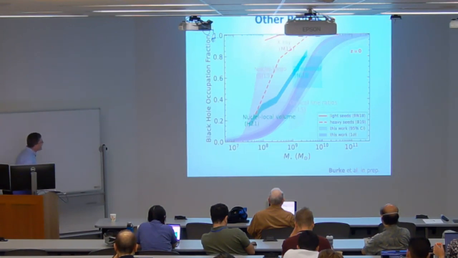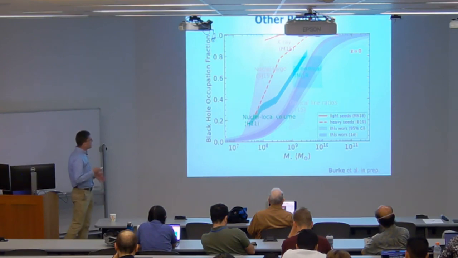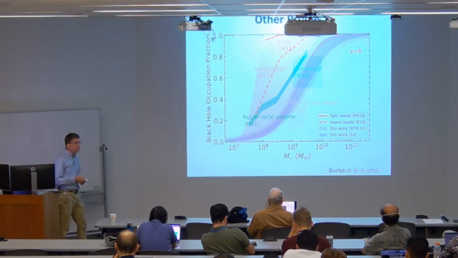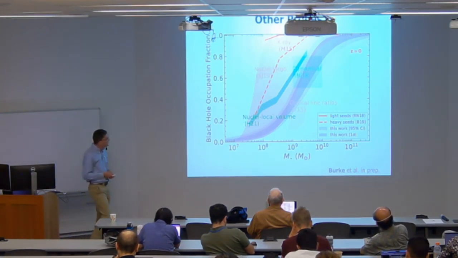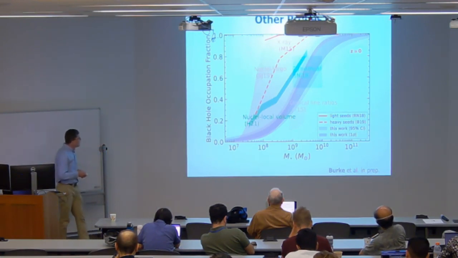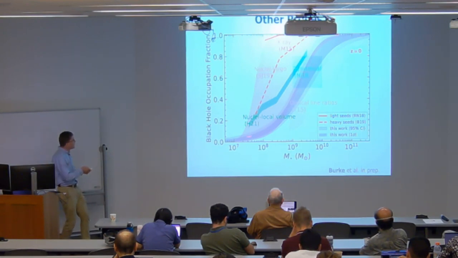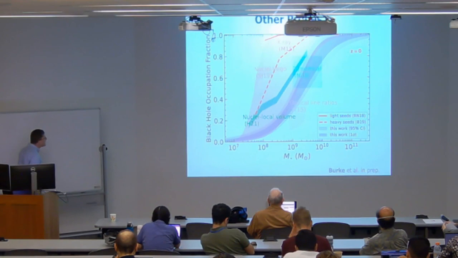You can add the likelihoods together. We're also working on extending this to radio detections as well. This is quite preliminary, but if you add all of the likelihoods together, then you can create a joint constraint on the black hole occupation fraction, which is shown here, using all of the data. And that's shown in the gray contours here, 1 sigma and 95% confidence intervals outside of that.